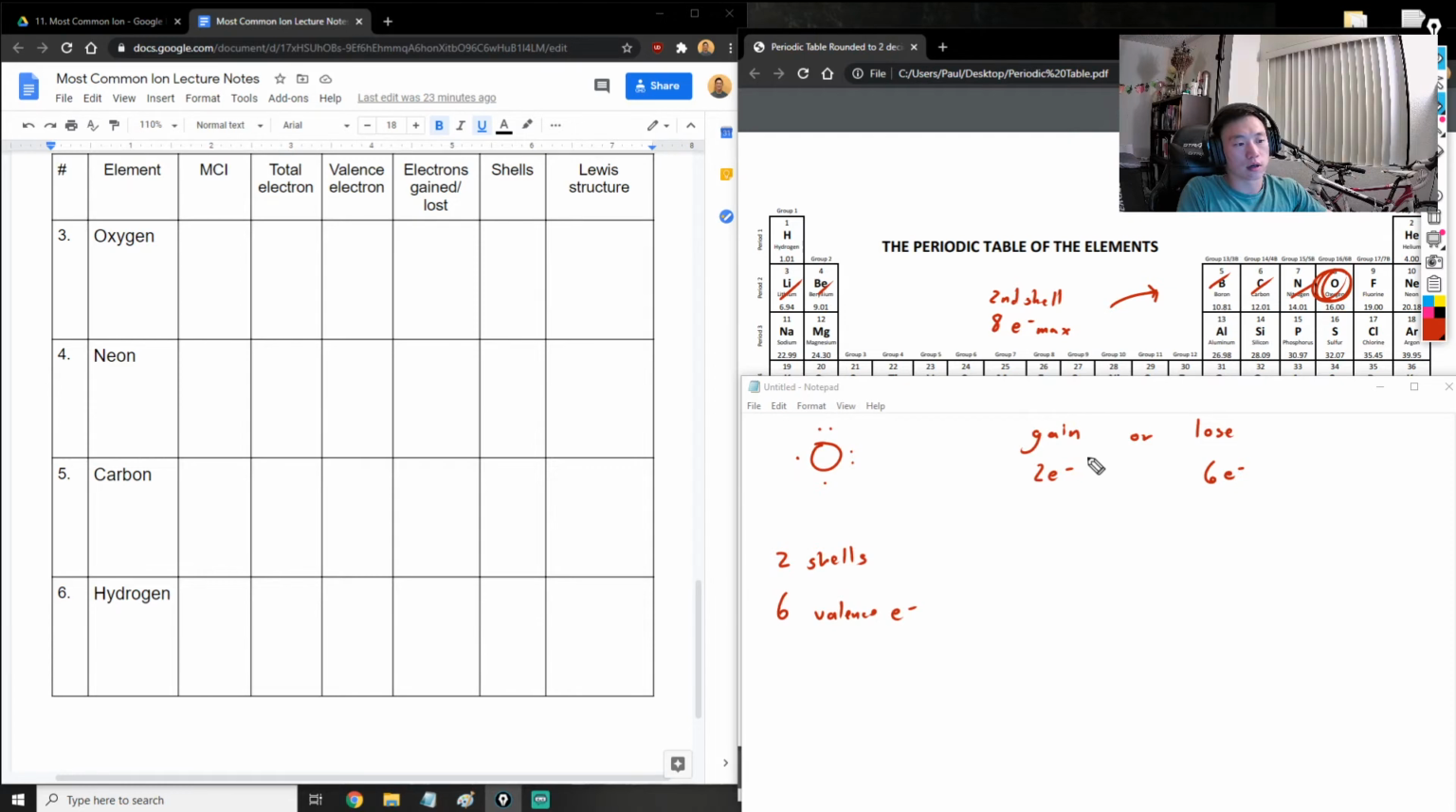Now, we said earlier, we need to figure out which one is easier. Does it want to gain or does it want to lose? So look at the numbers. Which gap is easier to bridge? Gaining 2 or losing 6? Hopefully you said that it's easier to gain 2 because the number is smaller. 2 is a smaller gap to bridge than losing 6. So oxygen is going to want to gain 2. So if it gains 2, what's the charge going to be? What's the charge going to be if it gains 2?